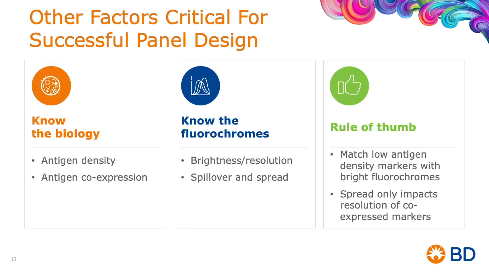So besides spread and spillover that we've discussed in detail, I also want to remind again that there are other factors critical for successful panel design. We need to understand the biology, the antigen density and co-expression, the fluorochrome brightness and the resolution, as well as the spillover and the spread. And we have some rules of thumb that we usually use for panel design. Match low antigen density markers with bright fluorochromes, and spread only impacts resolution of co-expressed markers.